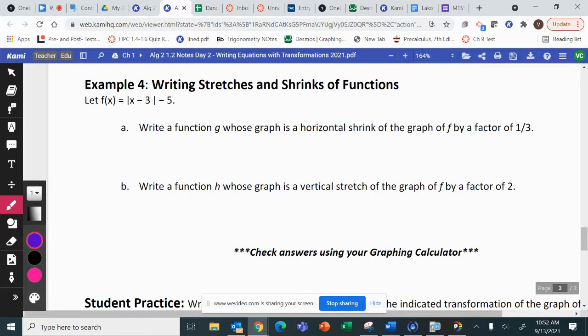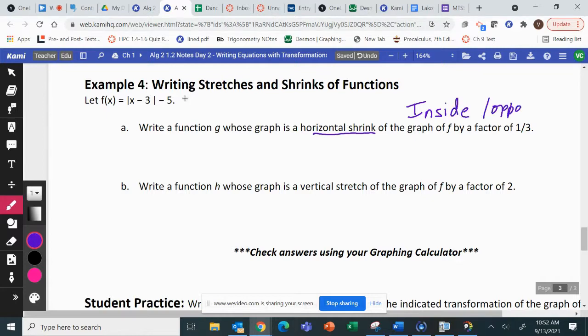So we have let f of x equal absolute value x minus 3, and then minus 5. Write a function g whose graph is a horizontal shrink of the graph of f by a factor of 1/3. So let's review. If we're doing horizontal, where is it located? Inside. And then what also do I need to know about it? It's opposite operation, opposite.